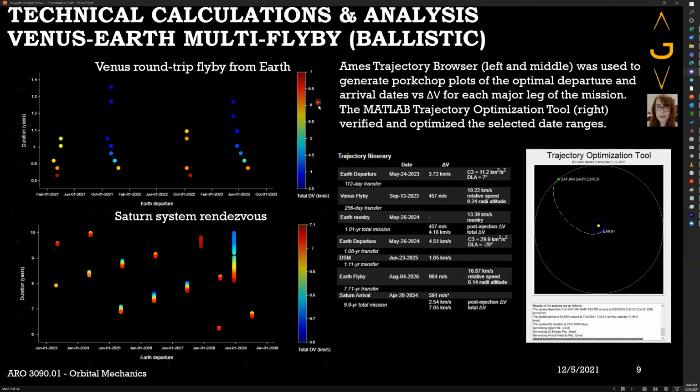We know that gravity assists allow us to use a body's motion and gravity to redirect a spacecraft and change its speed and direction. So we wanted to take advantage of that for this mission design. On the right is the trajectory optimization tool, which was used to verify and optimize the date ranges further. And in the center is a timeline of the overall mission, which I'll be going over in a later slide.